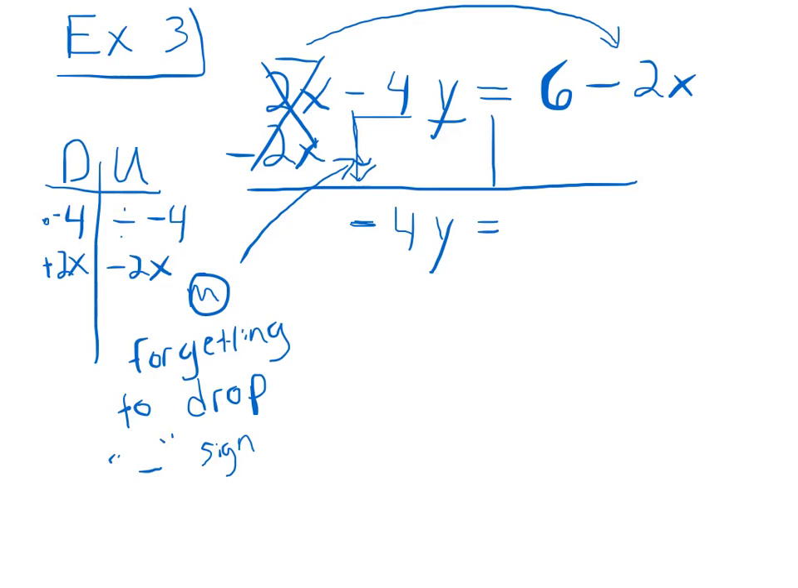Okay, and then what's left? Well, I'm going to rewrite this so that my x term is first. Okay, so here's my x term. What's the sign on this x term? Again, you always look in front of it for the sign. It is a negative 2x.